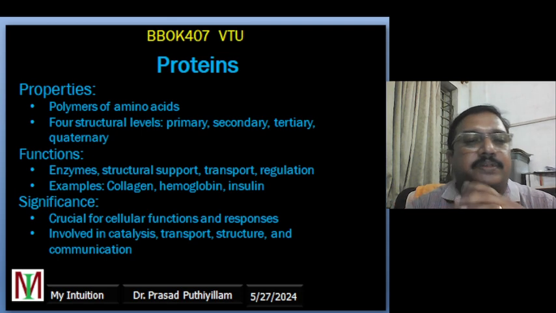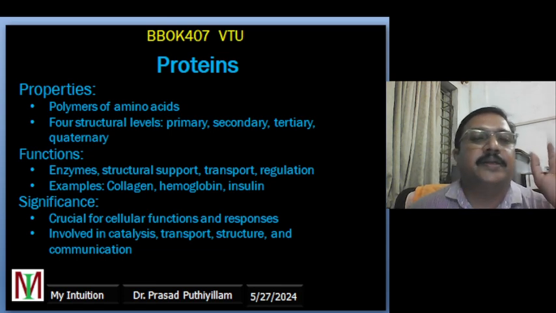Significance in cellular processes: proteins are essential for virtually every process within the cell, which includes catalysis, transport, structural support, and communication. So they ensure proper cell functioning and response to the environmental changes.